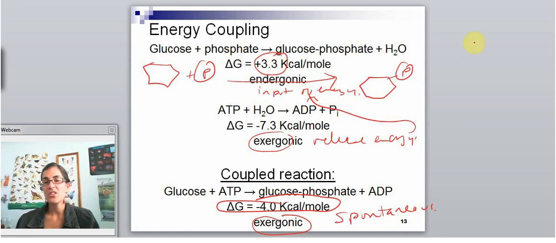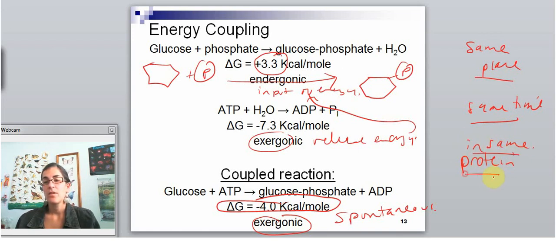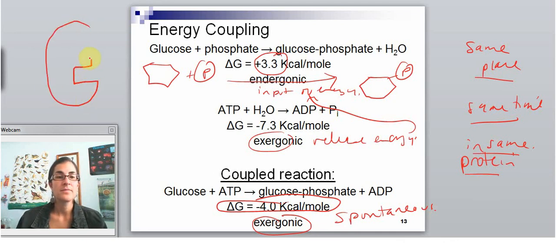How do I put the two reactions together? They have to happen in the same place at the same time. How can that occur? It has to be in the same protein. So if I imagine this is my protein, it's going to have a place for glucose, a place for ATP, and both reactions will happen in the same protein at the same time. That will couple the reactions, again allowing for the free energy change to be negative for the coupled reaction and for this whole process to go in this direction.